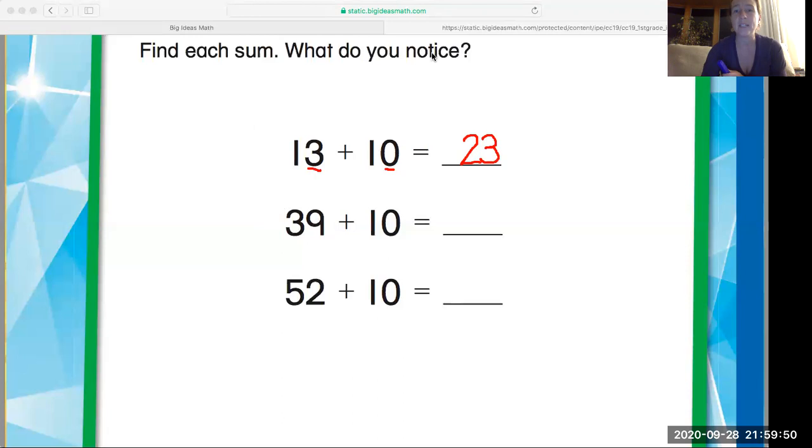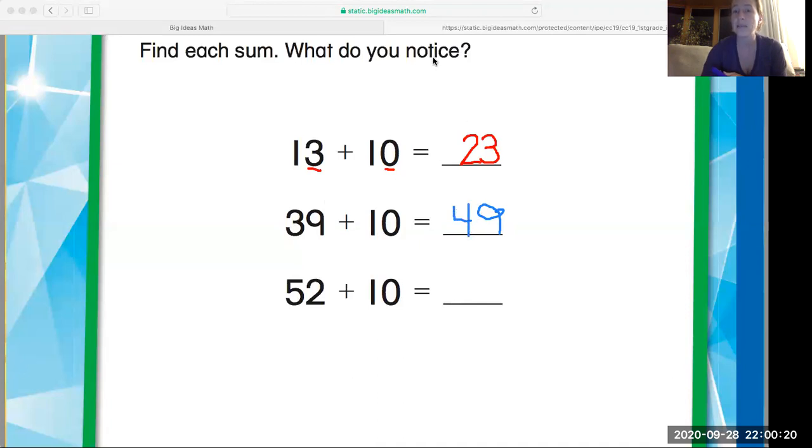Now, if I look down here, I'm going to change my color. If I look down here at 39, I'm going to do the same thing. I'm adding 10 more. So if I'm thinking 39 plus 10 more, I know that if I do my ones first, 9 plus 0 is 9. 3 plus 1 is 4, 49.